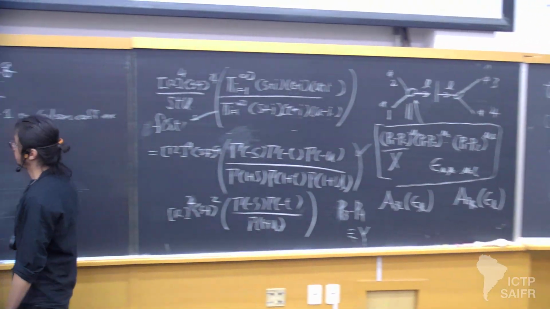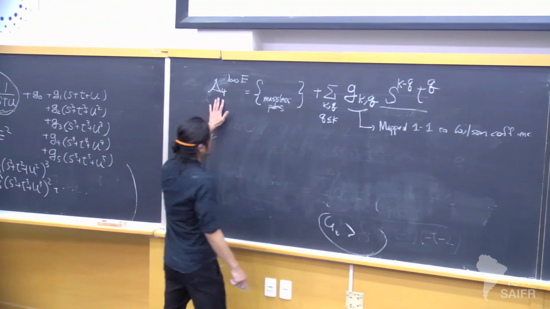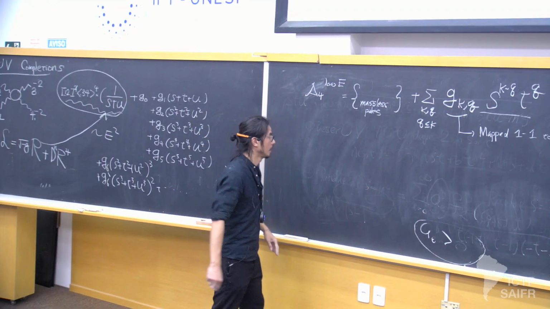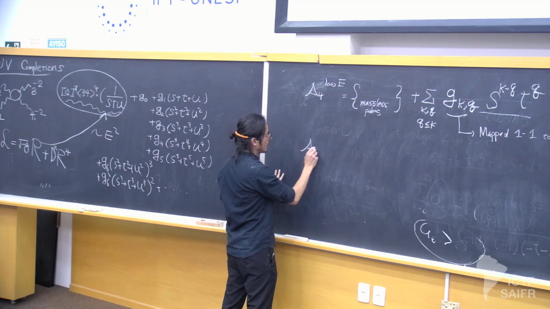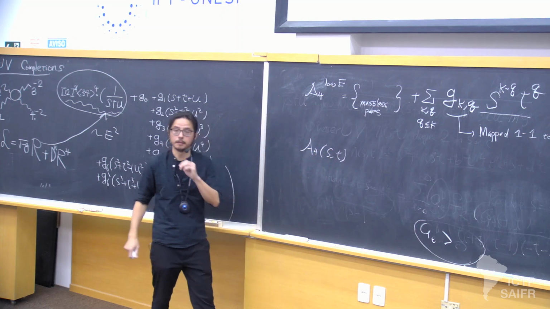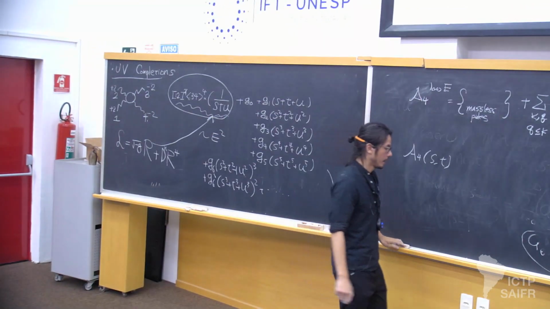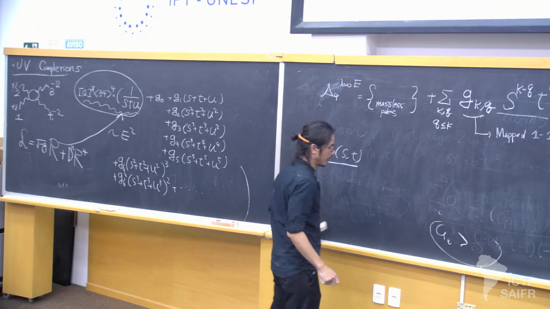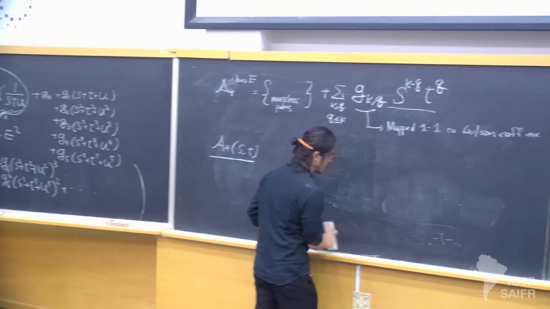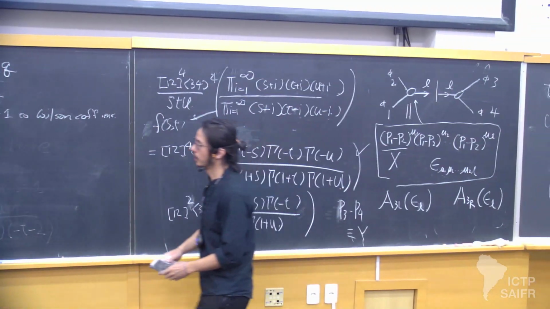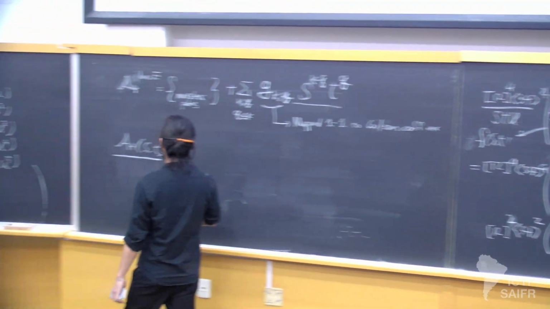Okay, very good. So we know that our low energy amplitude looks like this. Now, let's say we have the full UV completion, the full amplitude A4(S,T). Now, what is the analytic behavior? I'm going to talk a little bit about the analytic behavior that I expect for this 4-point function.